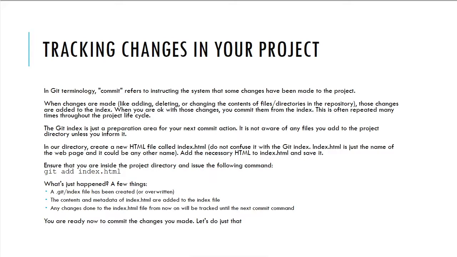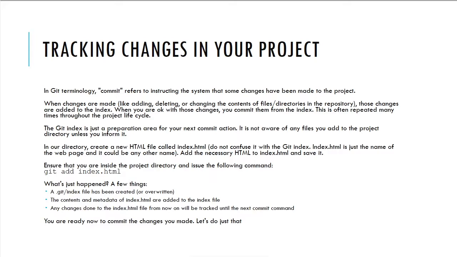In Git terminology, a commit refers to instructing the system that some changes have been made to the project. When changes are made, like adding, deleting, or changing the contents of files or directories in the repository, those changes are added to something called the index. The index, think of it just like a staging area or a preparation area in your repository. It is where the changes are pending to be committed. It is where the changes are just being reviewed by you, the developer, before being permanently committed to the project.